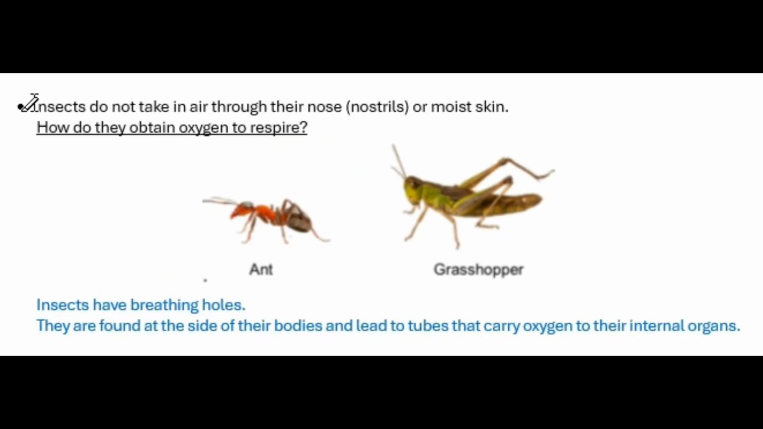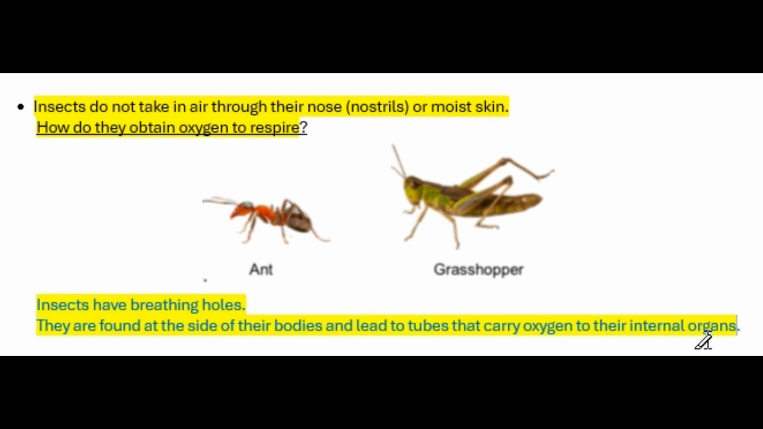Insects do not take in air through their nose, nostrils, or moist skin. How do they obtain oxygen to respire? Insects have breathing holes. They are found at the side of their bodies and lead to tubes that carry oxygen to their internal organs.